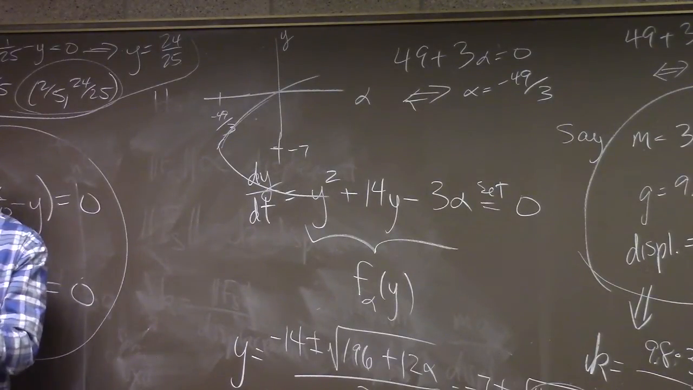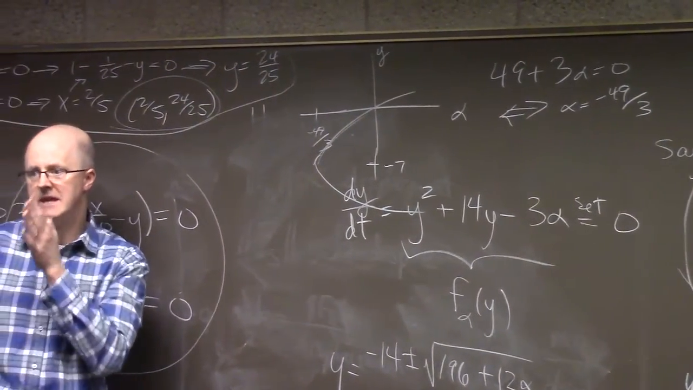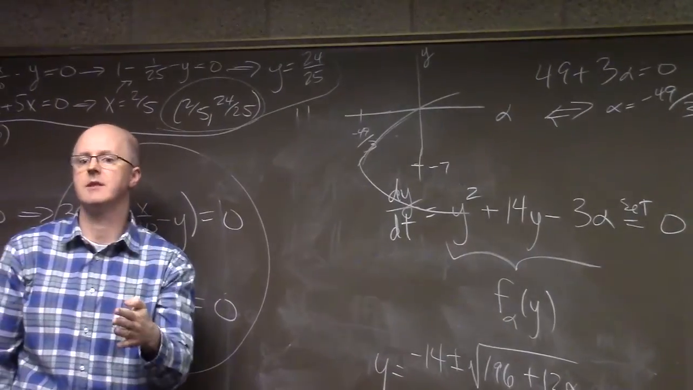I'll just say draw the phase line for a value of alpha just less than the bifurcation value, equal to the bifurcation value, and just greater than the bifurcation value.